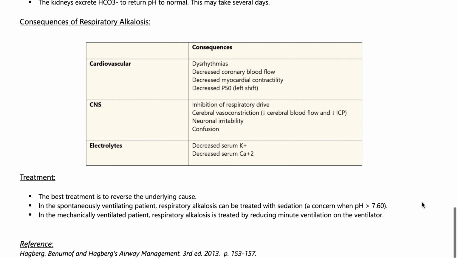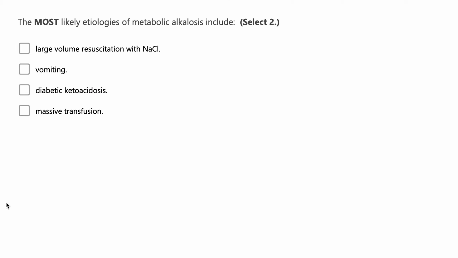The best treatment is to reverse the underlying cause. In the spontaneously ventilating patient, respiratory alkalosis can be treated with sedation. There's a concern whenever the pH is greater than 7.6. In the mechanically ventilated patient, respiratory alkalosis is treated by reducing ventilation on the ventilator.